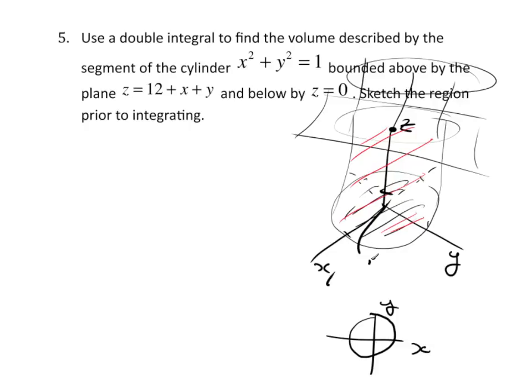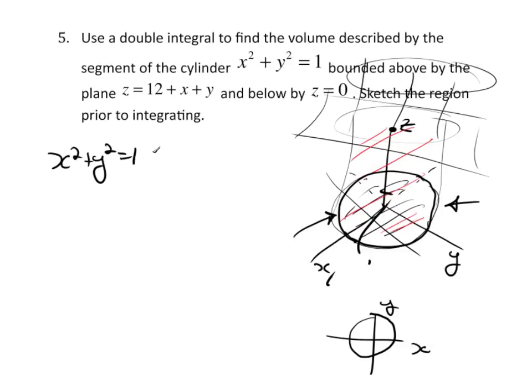Okay, so now that I know the region I need to work with, I'm going to actually do this. The easiest way is probably to think of this as a type 1 region. So I need a function for this piece and I need a function for that piece. Well, x squared plus y squared equals 1 implies that y equals plus and minus the square root of 1 minus x squared. Here's the plus and here's the minus.